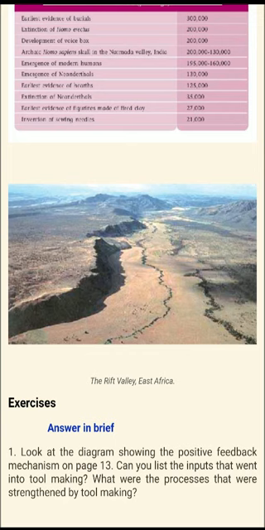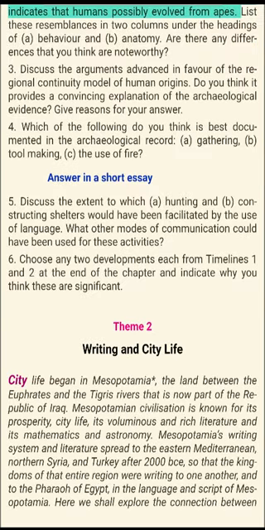2. Humans and mammals such as monkeys and apes have certain similarities in behavior and anatomy. This indicates that humans possibly evolved from apes. List these resemblances in two columns under the headings of A, Behavior, and B, Anatomy. Are there any differences that you think are noteworthy?